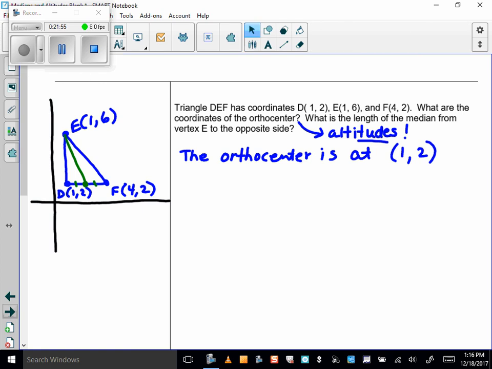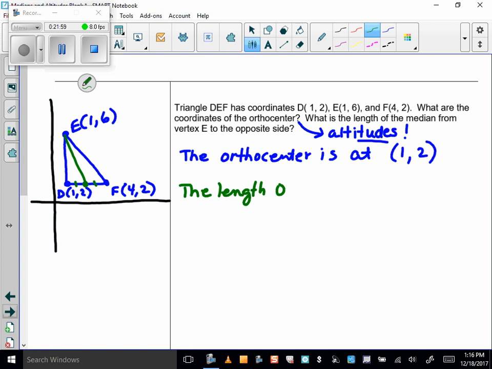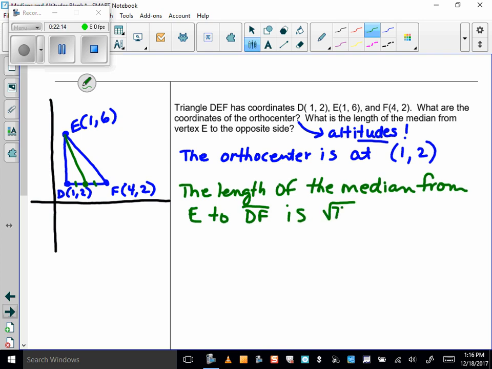And part 2 of the question, the length of the median from E to DF is the square root of 73 over 2 units. That way you can know if you got it right or not. Please take a crack at that. I'll be glad to work it for you in class if you need me to, or if you just need any part of it explained, be sure to let me know.